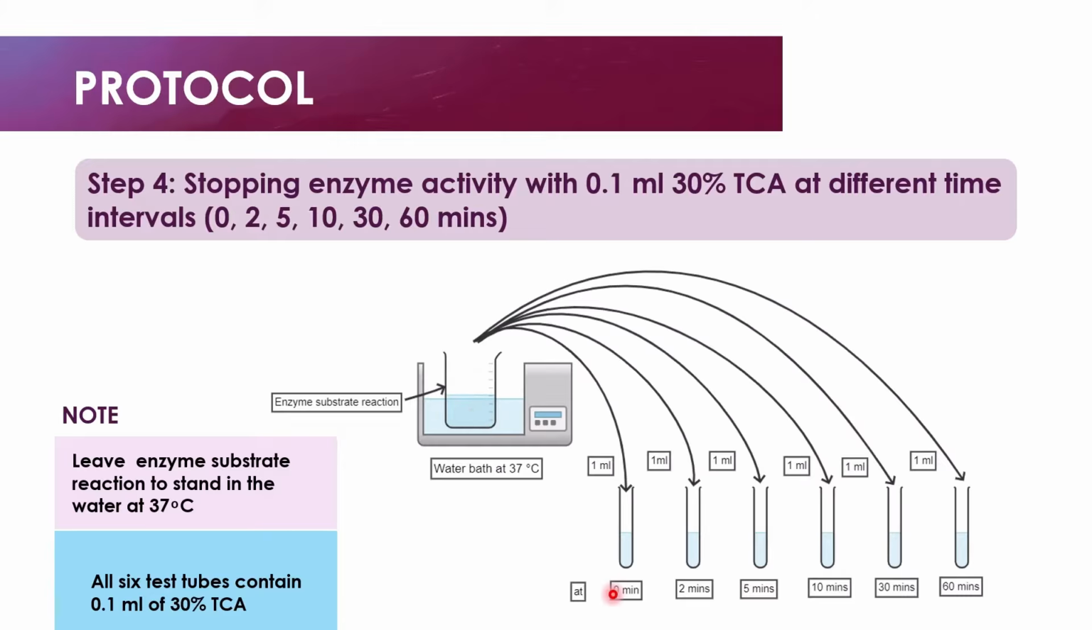At 0 minutes, we pick 1 ml of our enzyme substrate reaction and add it to a test tube containing 0.1 ml of 30% TCA. At 2 minutes, we pick 1 ml of the enzyme substrate reaction and add it to a test tube containing 0.1 ml of 30% TCA. At 5, 10, 30, and 60 minutes, we do the same, as seen over here.